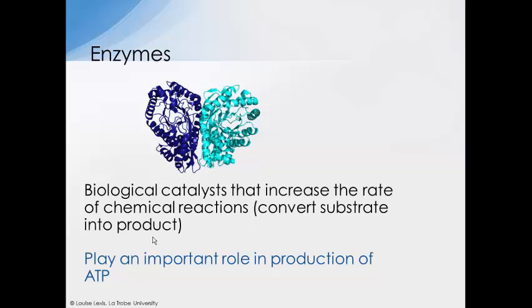If we left the chemical reactions in the body to occur at their own rate without enzymes, it would occur far too slowly to support life. So those enzymes are particularly important. And we have a number of different metabolic pathways that produce ATP. So lots of different enzymes involved in metabolic pathways that convert substrate into product and eventually produce ATP.